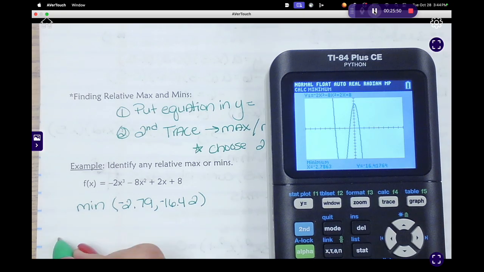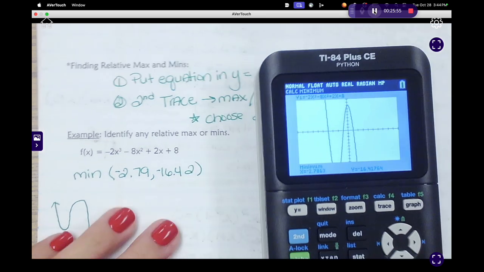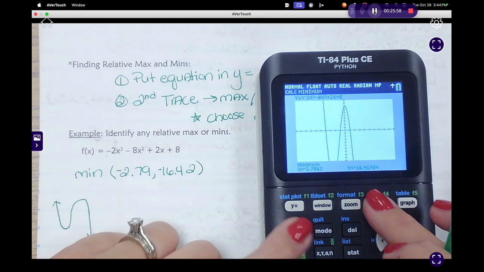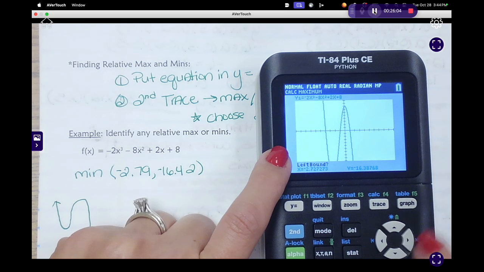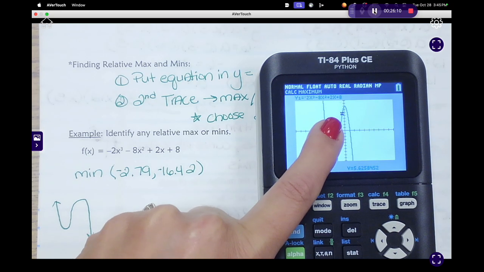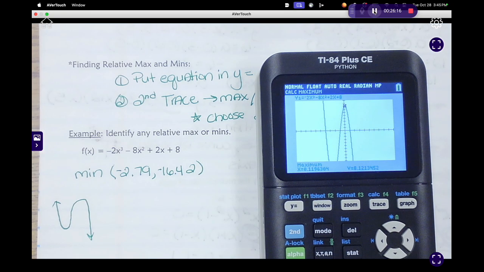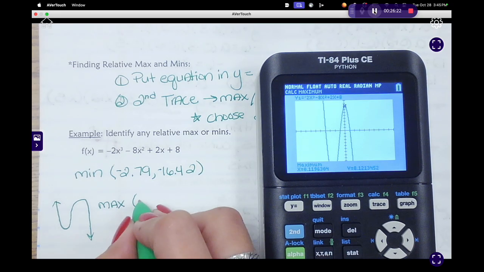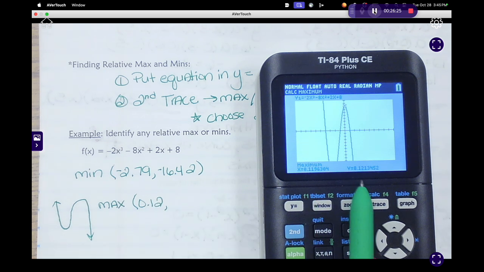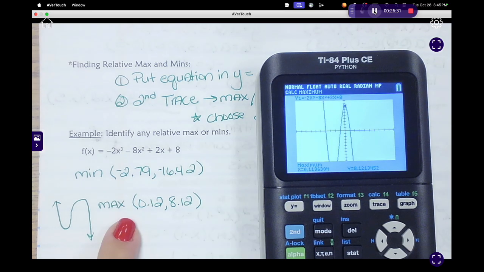So I know looking at this graph, it's going like this. That tells me that's a minimum point over there. So now I'm going to go second trace again, but this time I'm going to find the maximum, so I'm going to hit number 4. Again, I know this is a maximum point over here, so I'm going to get that cursor up here. I just want 1 point on this side of the maximum, so I'm going to hit enter. I'm going to go over to get 1 point on that side. Hit enter. And it tells me there is the relative maximum. So that maximum would be at about 0.12, and the y value is about 8.12. So that would be a relative max and a relative min.